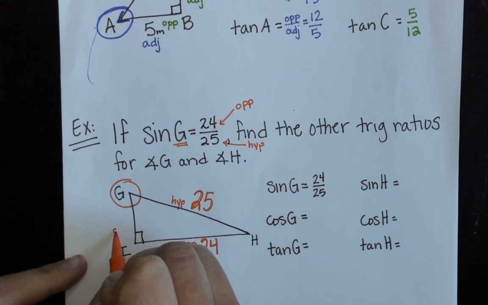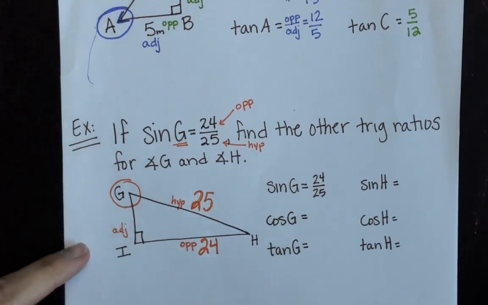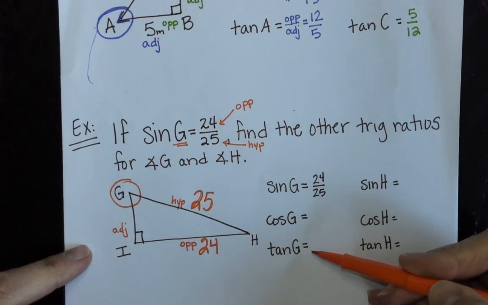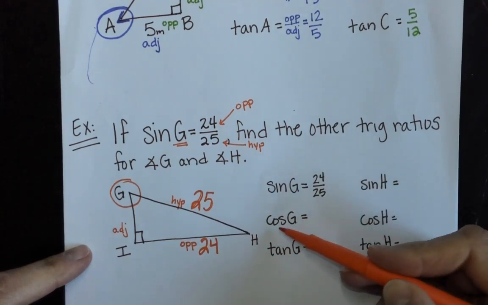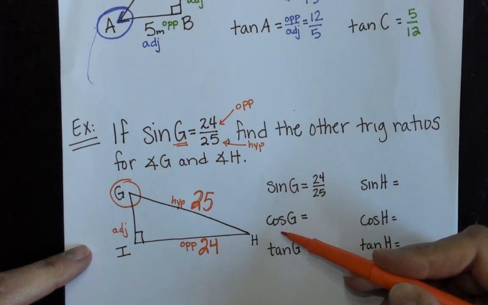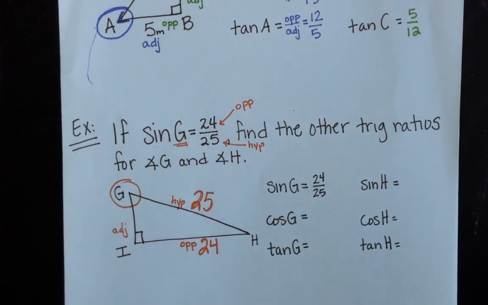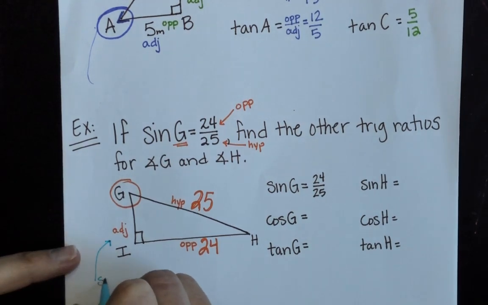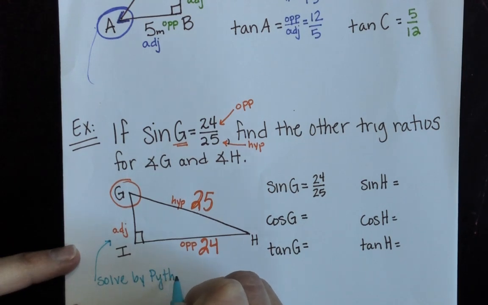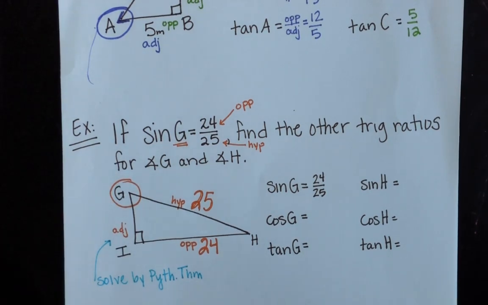So that means I only need to figure out the length for the adjacent side in order to finish these. Because I need adjacent if I'm going to do cosine, because cosine's adjacent over hypotenuse. And I need adjacent for tangent because it's opposite over adjacent. So I could go through and do it by the Pythagorean theorem. I obviously chose these numbers for a reason, though.